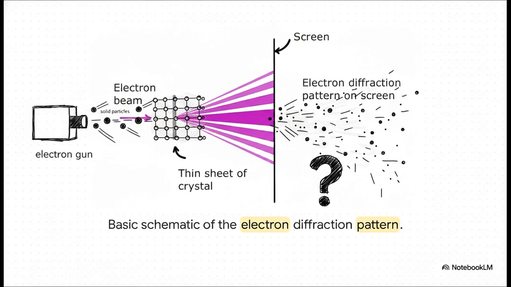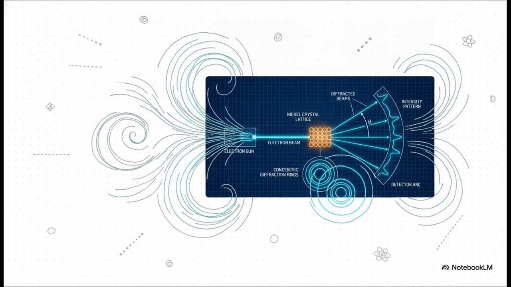Now, if electrons were purely solid particles, they should bounce off the crystal atoms randomly, sort of like tennis balls hitting a really rocky wall, just scattering in all directions. But that's not what happened at all, and the scientific world was absolutely stunned. And this brilliantly illustrates what they saw. When the electron beam hit the highly organized nickel crystal lattice, it didn't just randomly scatter.